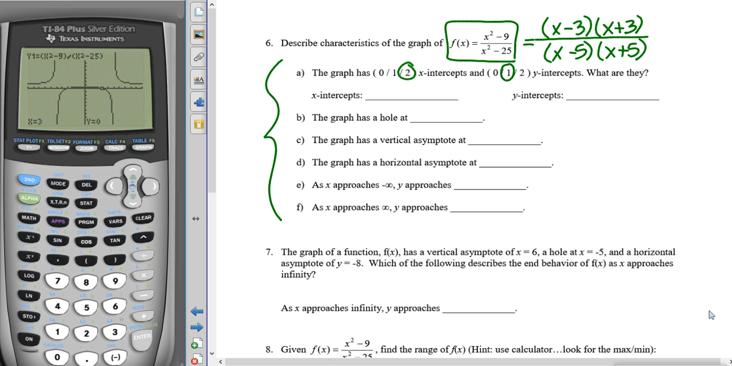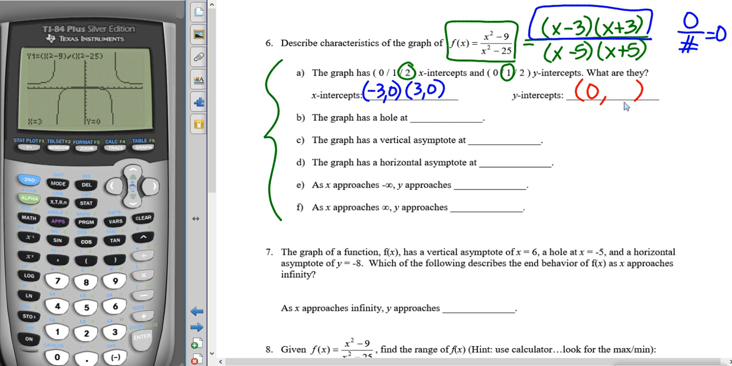I knew that without even looking at my graph because I know 0 divided by a number is 0. So when the top of the fraction is equal to 0, that's when I'm going to have x-intercepts. So +3 and -3 are my 2 x-intercepts: -3, 0 and +3, 0.